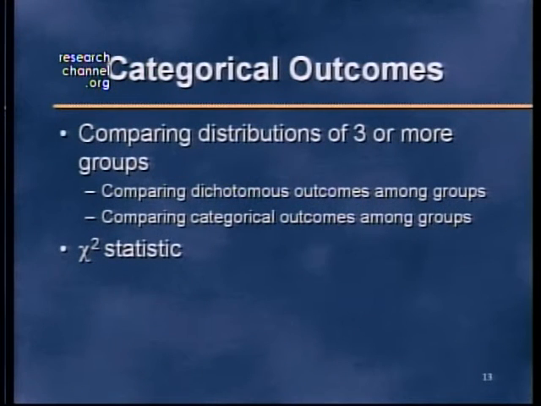If you recall, before we were looking at comparing two groups that had a binary or dichotomous outcome, and then at the beginning of this period we looked at comparing means between three or more groups using analysis of variance. Now we'll be looking at comparing three or more groups either where we have a dichotomous outcome of interest or a categorical outcome of interest. And each of these comparisons can be made using a chi-squared statistic.